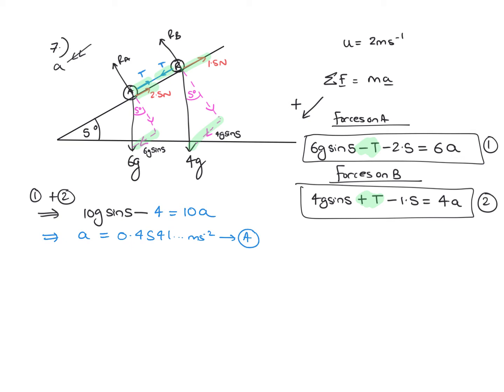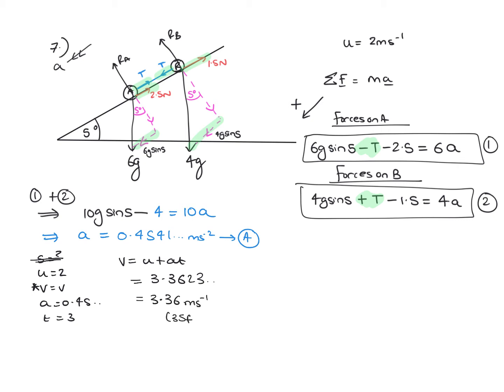So the two things that we need to calculate, one of which is the speed of the trucks after 3 seconds. Using our SUVAT information, we need to calculate v. Rule out the s here. v equals u plus at. Substituting in the information that we have gives us the velocity here, which is 3.36 meters per second to 3 SF.